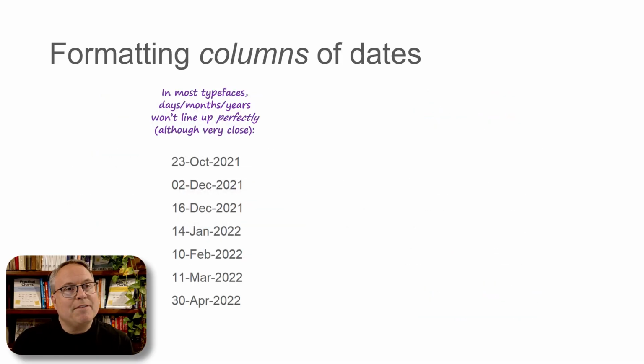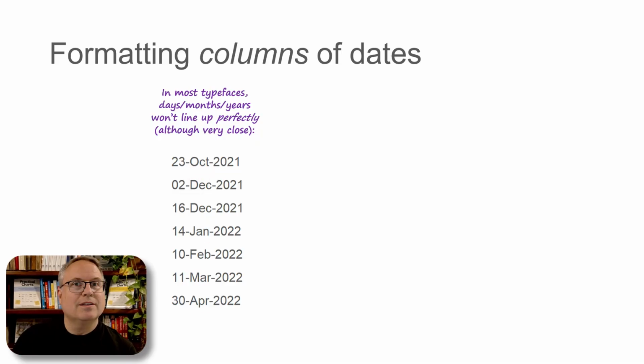Now, if you're very eagle-eyed, you might have noticed that the years in these dates don't actually line up perfectly. This one's a little to the left, this one's a little to the right. That's because the typeface that I used in this case has what are called monospaced numbers. The numbers are all the same width, but the letters are not. The I is a little bit narrower than the W, for example, and so the months are actually slightly different lengths. Personally, I'm okay with that.